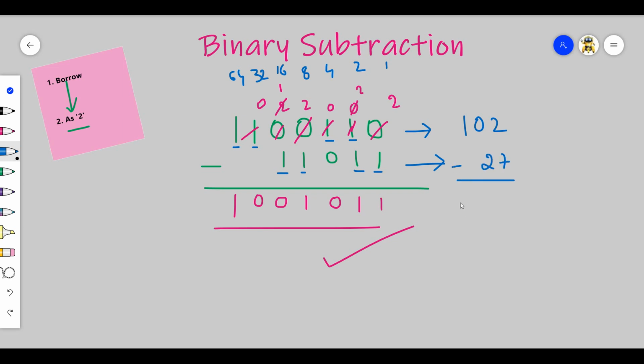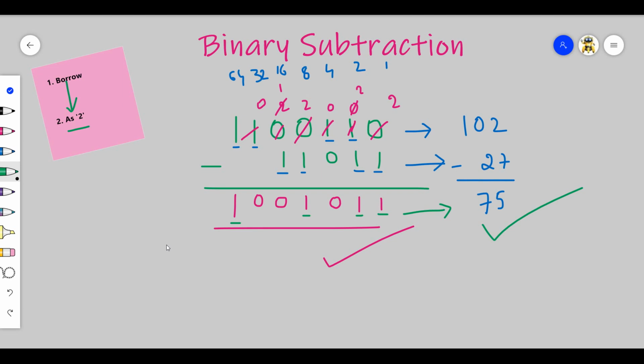Now if you subtract, it'll give you 75. So that is 64 plus 8 is 72. 72 plus 2 is 74, plus 1 is 75. So we got the correct answer. Okay, so that is how you need to perform binary subtraction.